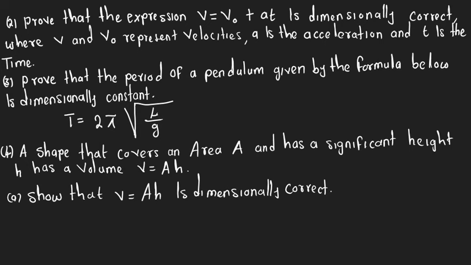Let's try some practice questions. Prove that the expression V is equal to V initial plus AT is dimensionally correct, where V and V initial represent velocities, A is the acceleration and T is the time period. So what I'm going to do, I'm going to get that formula. So the formula that we were given is simply V is equal to V initial plus AT.